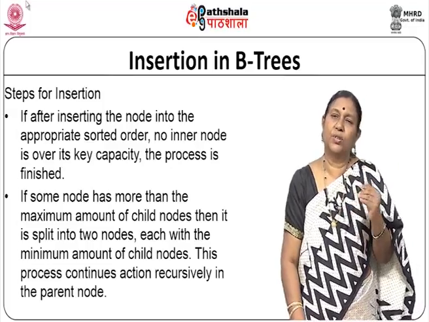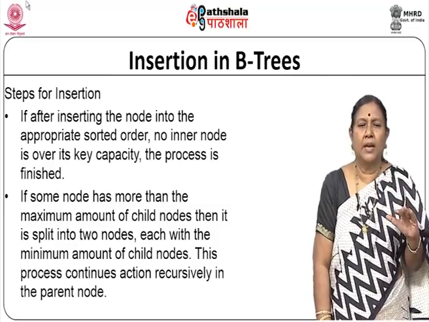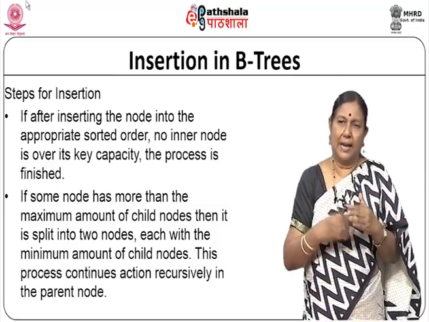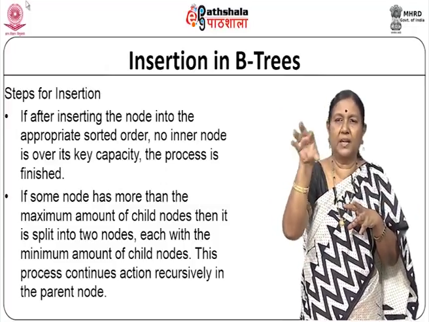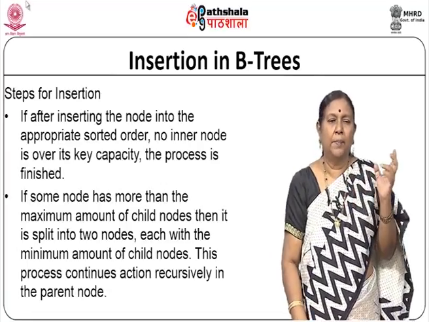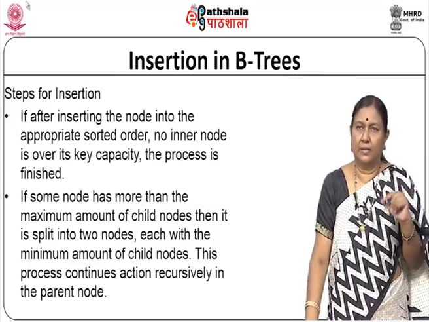If some node has more than the maximum amount of child nodes, then it is split into 2 nodes, each with the minimum amount of children nodes, and the process continues. You take one node, split it up, put the median up to the parent. If the parent does not violate, then finished, otherwise split the parent and keep going up. The process continues and the action is applied recursively to the parent node.